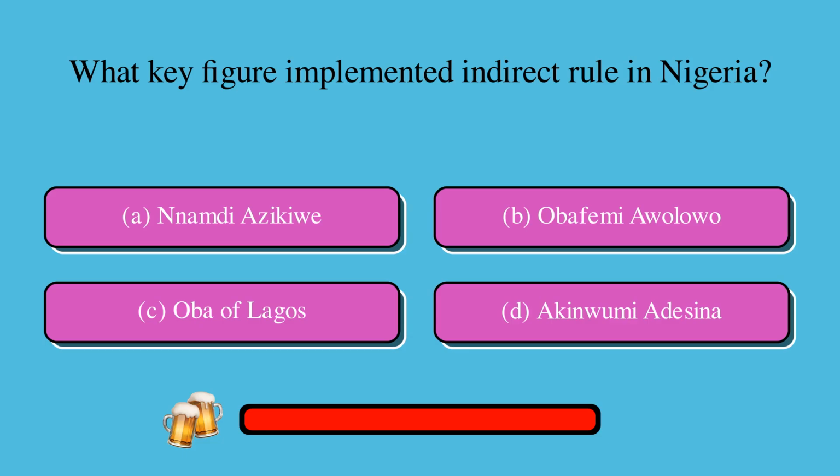What key figure implemented indirect rule in Nigeria? Is it A, Nnamdi Azikiwe, B, Obafemi Awolowo, C, Oba of Lagos, or D, Akinwumi Adesina? The correct answer is C, Oba of Lagos.